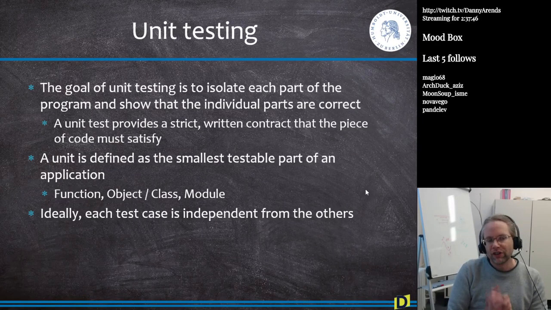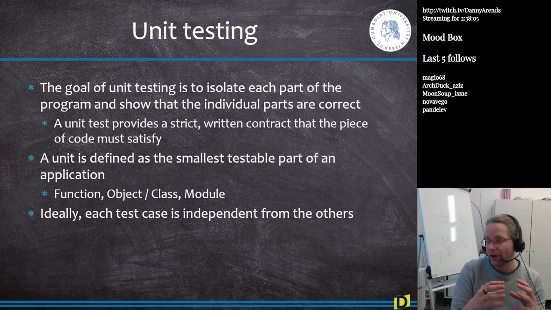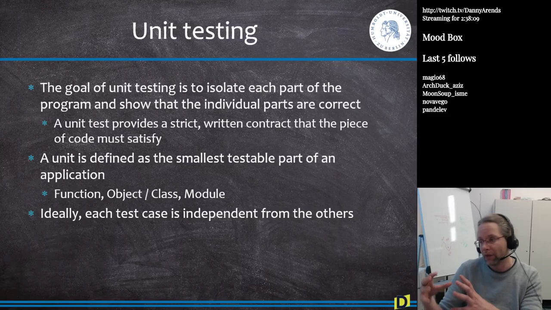Unit testing is a different way. The goal of a unit test is to isolate each part of the program and show that the individual parts are correct. Unit testing is generally used when you write functions. So I have a function. When I give the function the number 5, it should always print hello world. When I give the function the number 7, it should always print hello Mars.